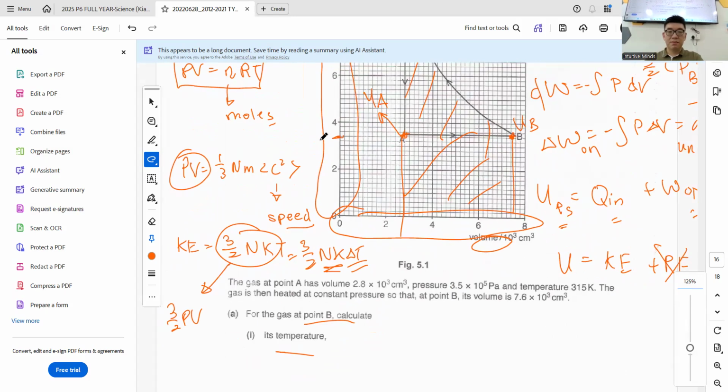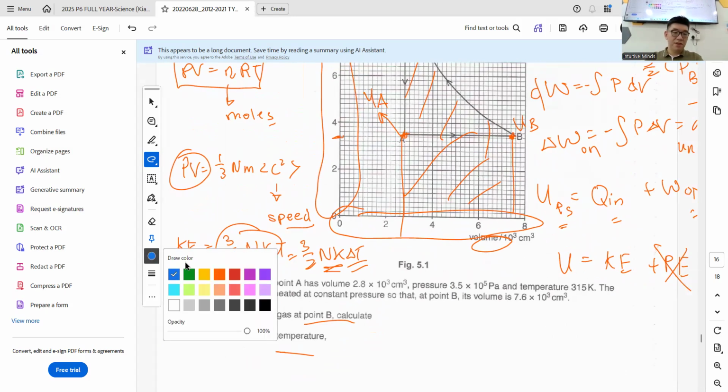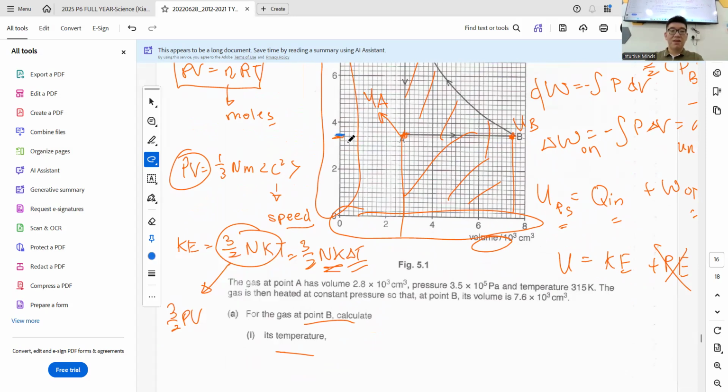I'm going to use a different ink so that it's easier to see. So it's halfway mark here. Somewhere, okay. I'm only telling you how to do the question. Punching in the numbers is easy. So focus on the method.